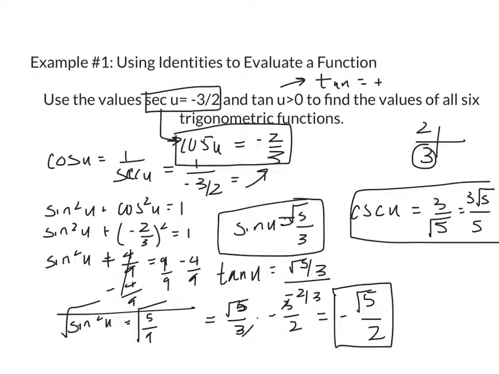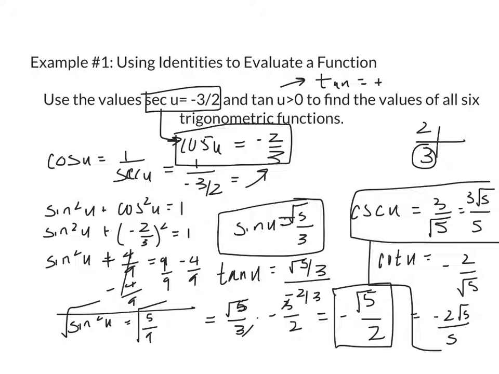Let's see, we already found secant, and then cotangent of u will just be the reciprocal of tangent, which would give you negative 2 over square root of 5. But again, we can't have a radical in the denominator, so that leaves you with negative 2 square root of 5 over 5.